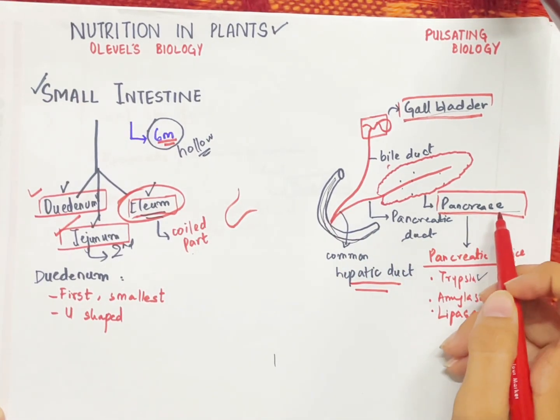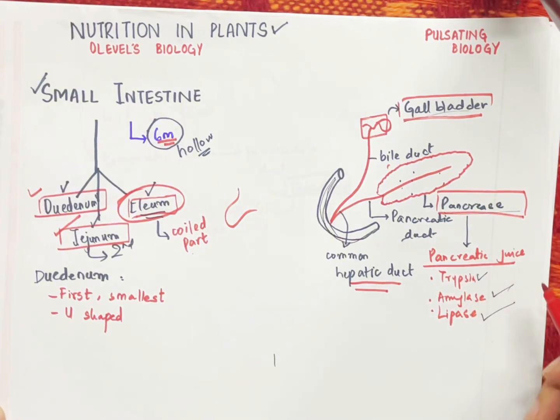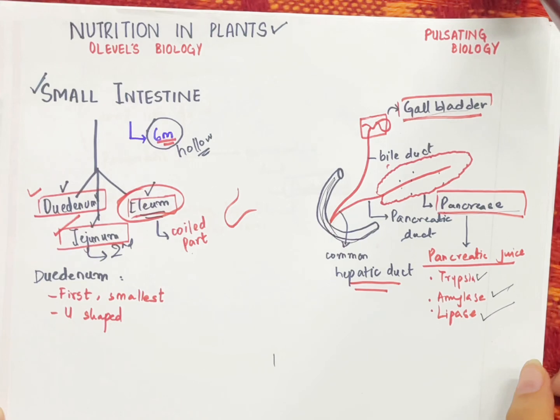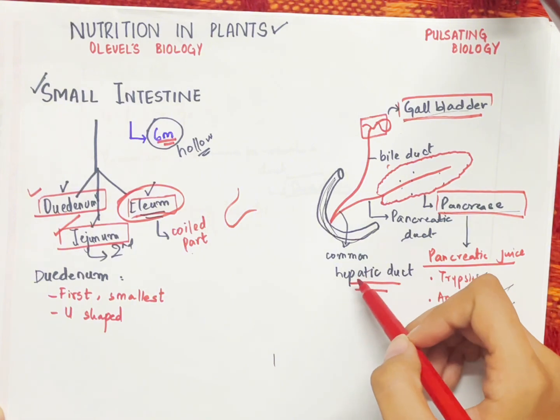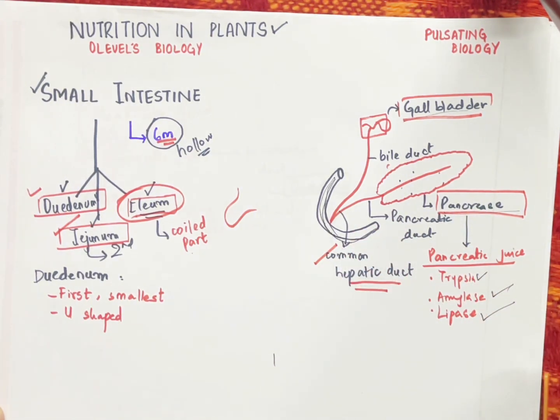The pancreas secretes pancreatic juice that consists of trypsin, amylase, and lipase. This is the connection: the gallbladder and pancreas drain their secretions through ducts and form a common duct, known as the common hepatic duct, and drain them into the part of the small intestine known as the duodenum.